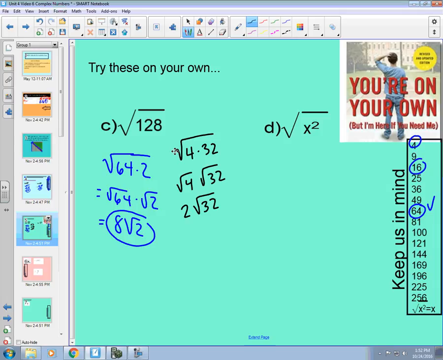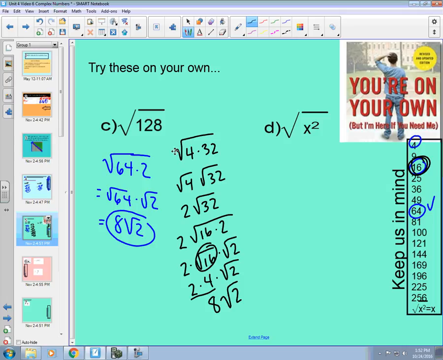32 still has numbers that go into it. 16 is a number that goes into 32. So if you do that again, split this up as 16 times 2. Okay, so now you got 2 times square root of 16 times square root of 2. Square root of 16 we know is 4. And now if you multiply 2 and 4, you get the same answer of 8 square roots of 2. So either way you do it, if you keep simplifying, you should be able to get to that 8 square root of 2 answer. It's just that this way is a little more work than if you find the biggest perfect square right away.